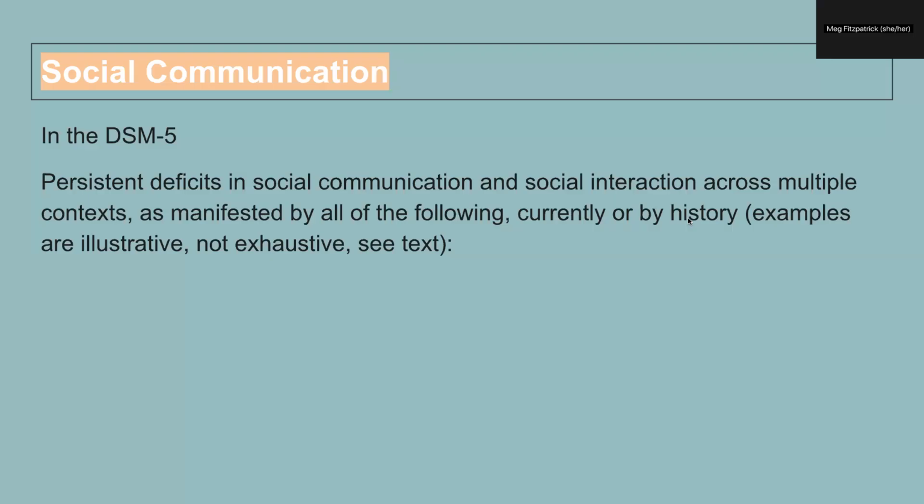So, with regards to Criterion A, in the DSM, the social communication aspect of this is Criterion A. This is characterized by persistent deficits in social communication and social interaction across multiple contexts, as manifested by all of the following, currently or by history. So, all three of these criteria that we're going to discuss need to be met to make a diagnosis.